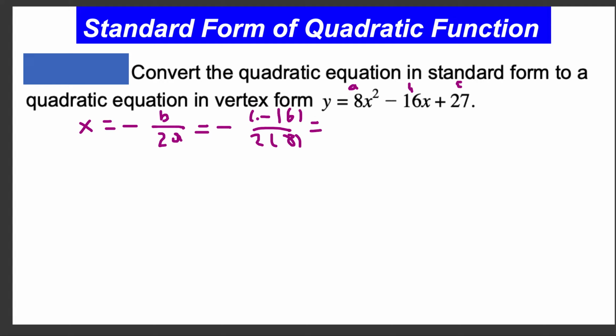Negative times negative is positive, so it is 16. Here, 2 times 8 is 16. 16 divided by 16 is 1. So x is equal to 1.